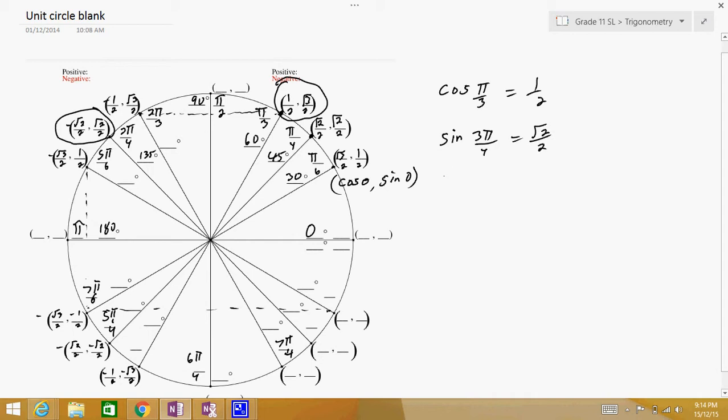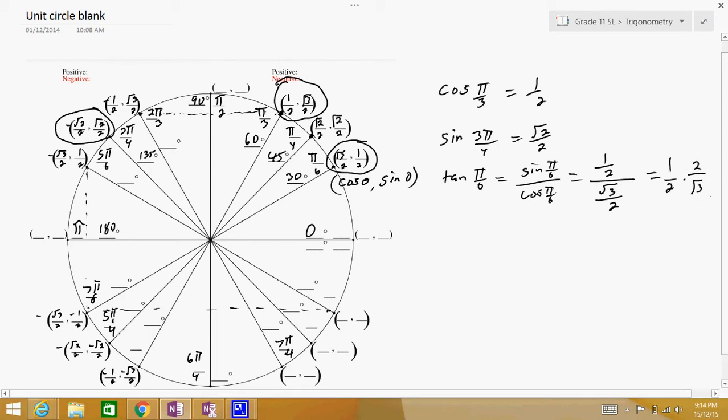If they asked you for the tan of pi over 6, well, tan is equal to sine pi over 6 divided by cosine pi over 6. And the sine of pi over 6, so we're looking at this one, the sine, once again, it's your y value, so it's 1 over 2, all divided by root 3 over 2. And this is equal to 1 over 2 times 2 divided by root 3. So that's equal to 1 divided by root 3. And that's what the tan of pi over 6 is equal to.